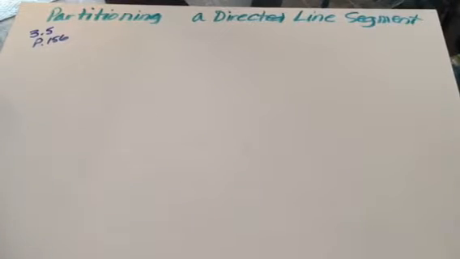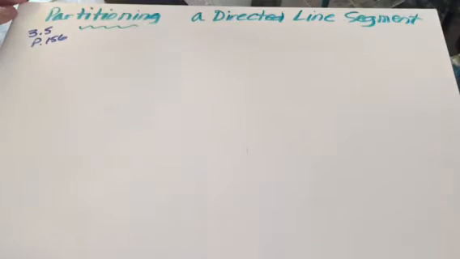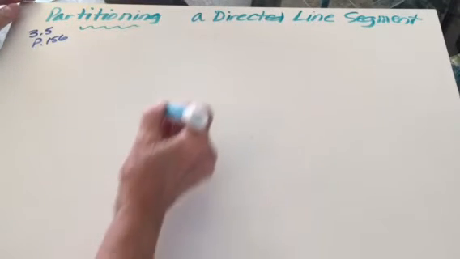In this video, we're going to be talking about partitioning a directed line segment. It's on page 156 in your books, section 3.5. Partitioning means to divide the line into a certain number of segments.